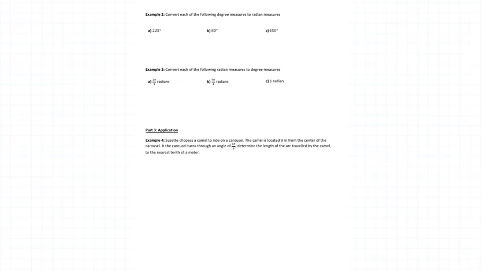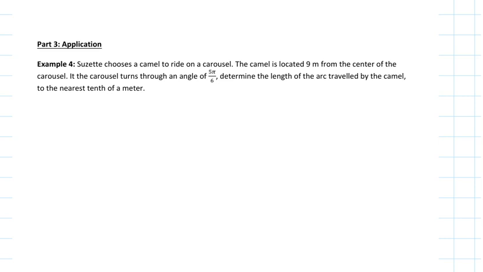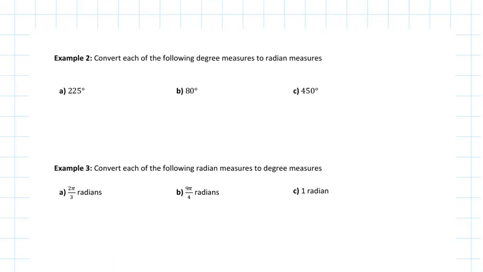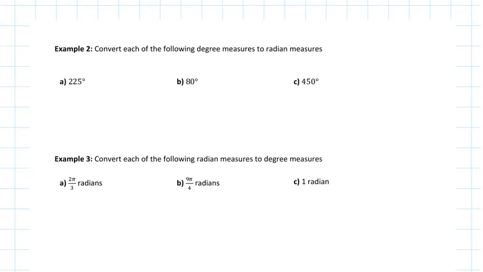All right, so convert each of the following degree measures to radian measures. So we're going from degrees to radians. Again, we're going to have to multiply by pi over 180. And if I simplify, I can divide both of them by 45. And that's going to be 5 pi over 4.